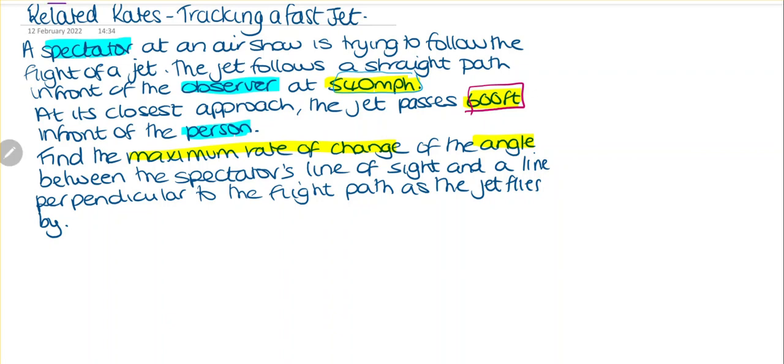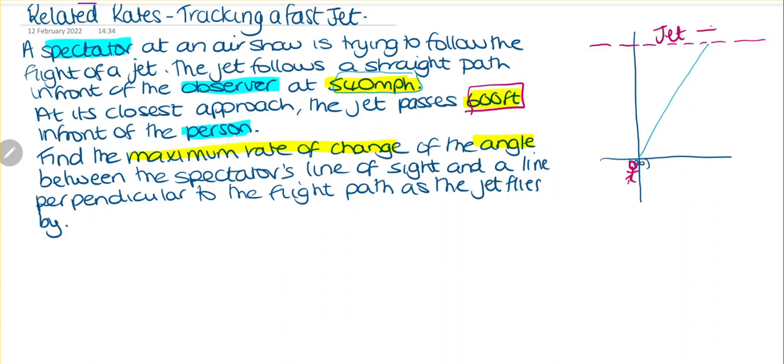So let's draw a diagram to see what this looks like. First of all, the spectator is at the origin here, and the spectator is looking up at a jet. So we have the flight path of a jet. The jet is following this flight path, and this is at 540 miles per hour.